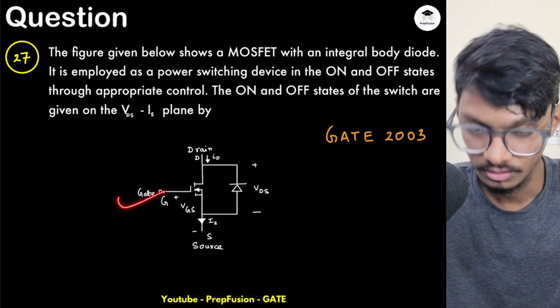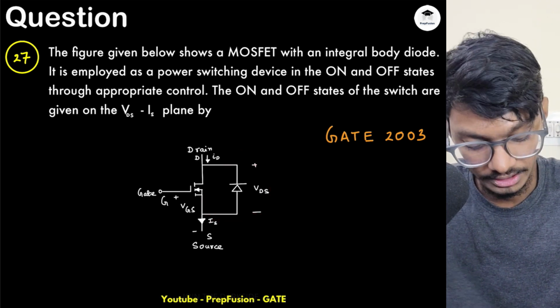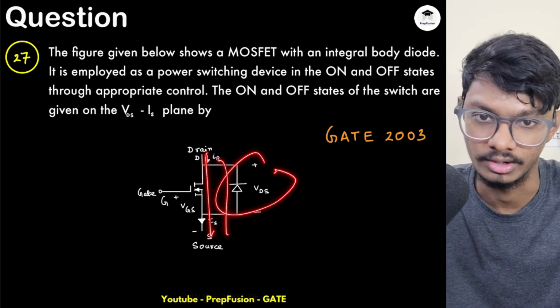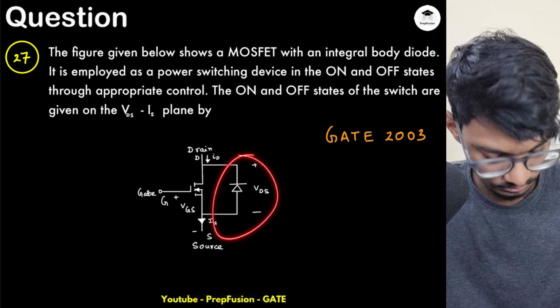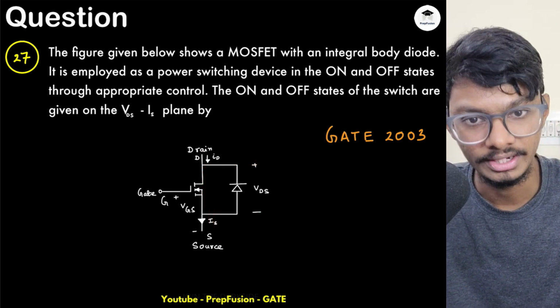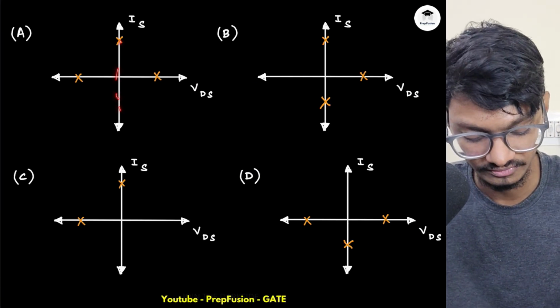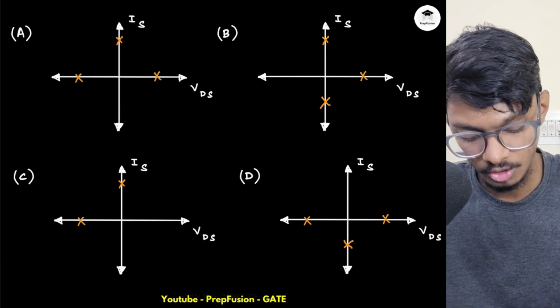So here, what do we know? We know that in a MOSFET, there is a body diode. It is a bidirectional device. It can pass current in both directions due to this body diode. It can block forward voltage, but it cannot block reverse voltage due to the presence of this body diode. So it is a bidirectional device. So current will be both positive and negative. Here it is positive, negative. It is only in negative. It is only in positive. So obviously option C will be correct.